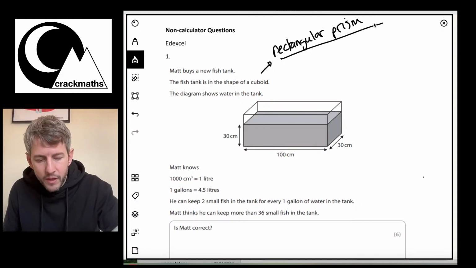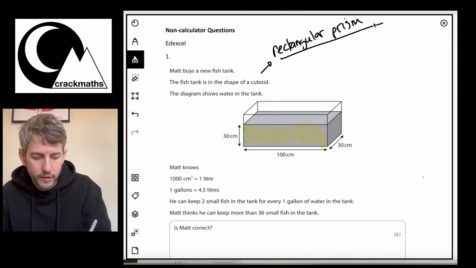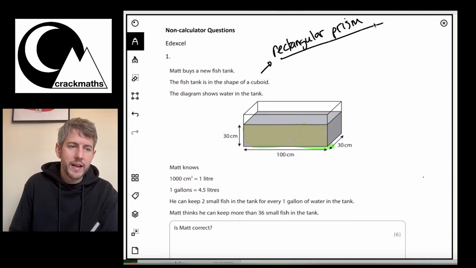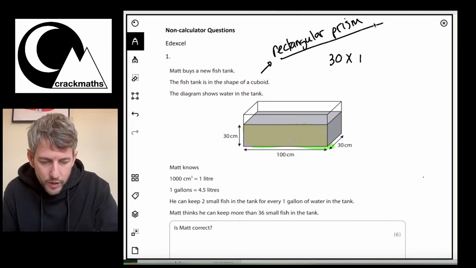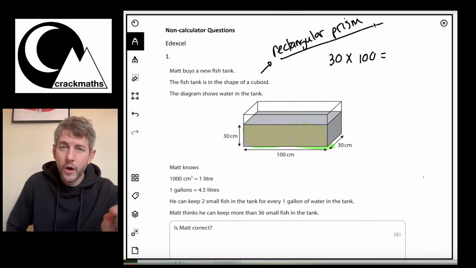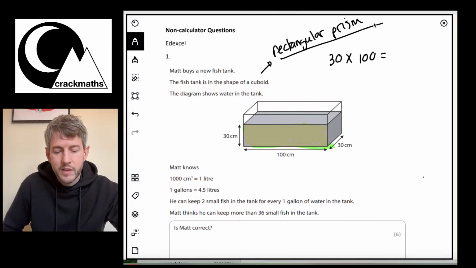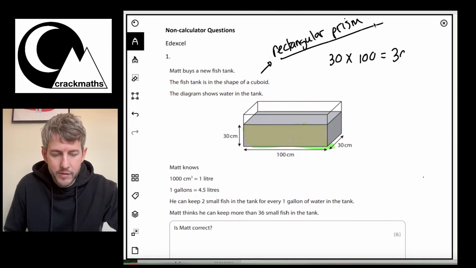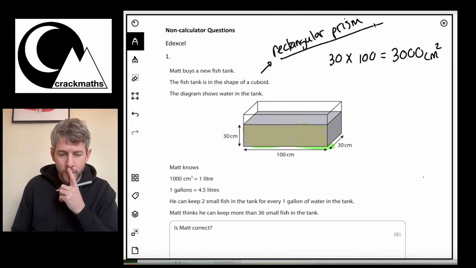So remember, what we can do is find out the area of the face and multiply it by the depth. The area of a rectangle is length times width, so I'm going to do 30 times 100. Remember, with numbers that end in zeros, you can just times the non-zero numbers together and then add the zeros on afterwards. So 3 times 1 is 3, and then we can add 3 zeros. So the area of the face is 3,000 centimetres squared.